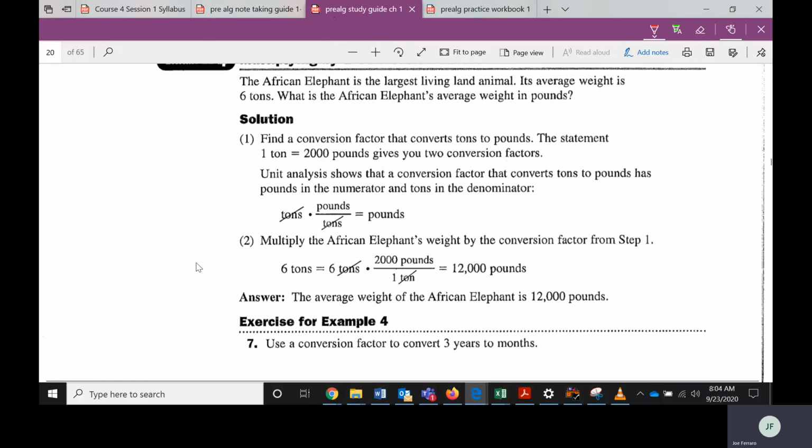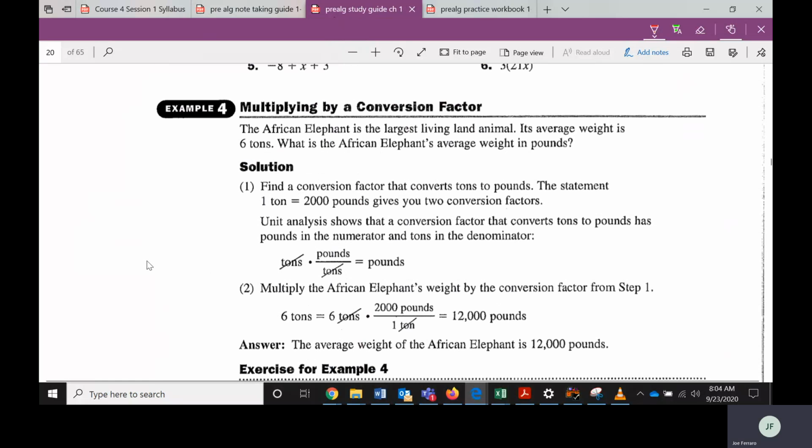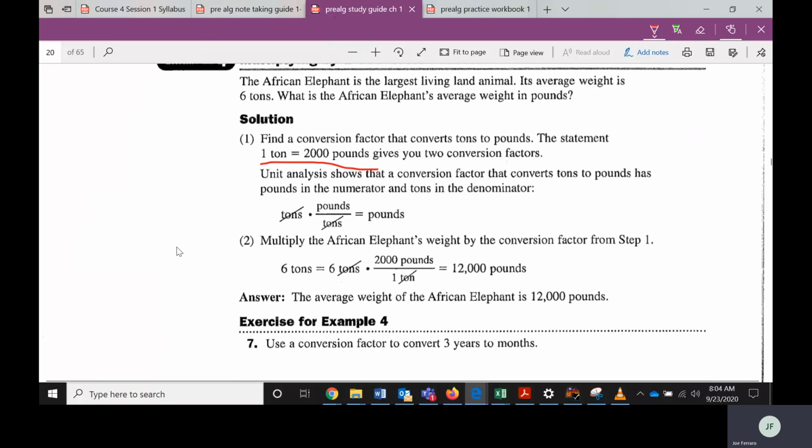Let's look at this last thing here. If you get a problem that says by a conversion factor, I'll still show you there's, I think, easier ways of doing this. It says African elephant, largest living land animal. Its average weight is 6 tons. What is the African elephant's average weight in pounds? Okay, so one thing you need to know is that 1 ton is 2,000 pounds. I'm not really a big fan of doing the conversion factor the way they do. I think using proportions is much easier.